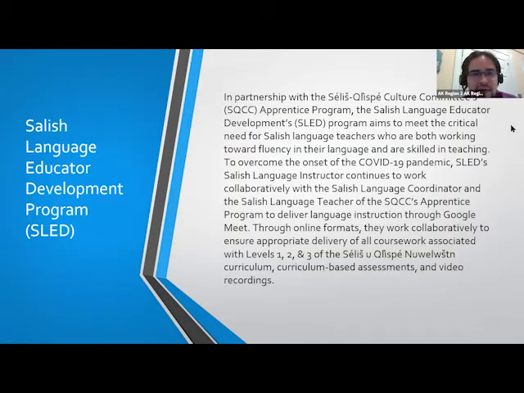So for our first panelists, SLED: in partnership with Salish Culture Committee's apprentice program, the Salish Language Educator Development Program, or SLED, aims to meet the critical need for Salish language teachers who are both working toward fluency in their language and are skilled in teaching. To overcome the onset of the COVID-19 pandemic, SLED's Salish language instructor continues to work collaboratively with the Salish language coordinator and the Salish language teacher of the SQCC's apprentice program to deliver language instruction through Google Meet. Through online formats, they will work collaboratively to ensure appropriate delivery of all coursework associated with levels 1, 2, and 3 of this SQCC curriculum-based assessments and video recording. So without further ado, I'll hand off to SLED.